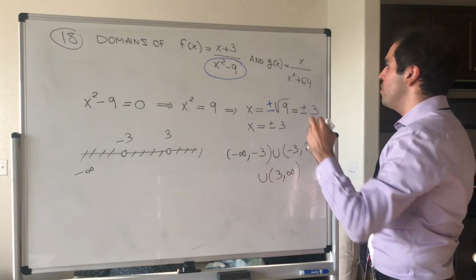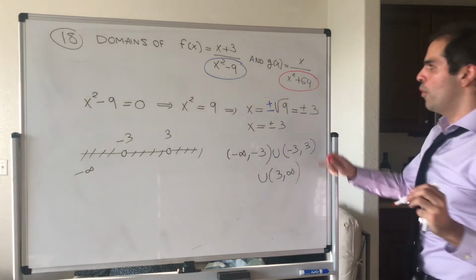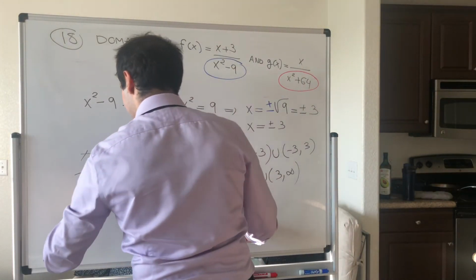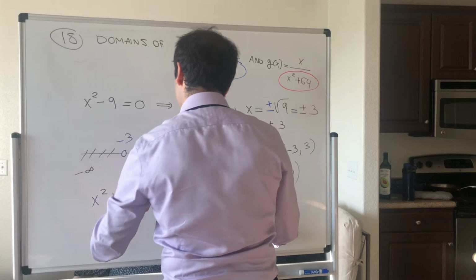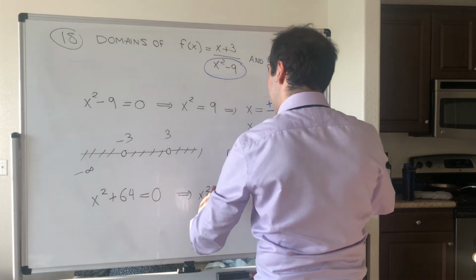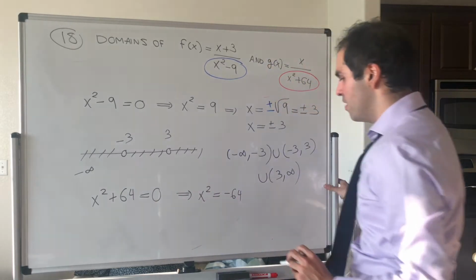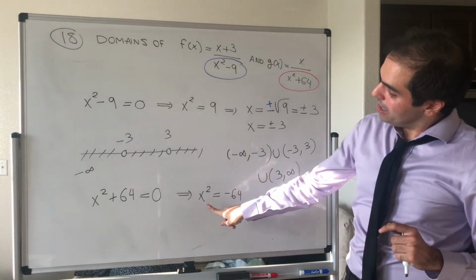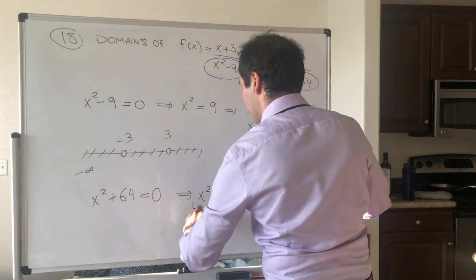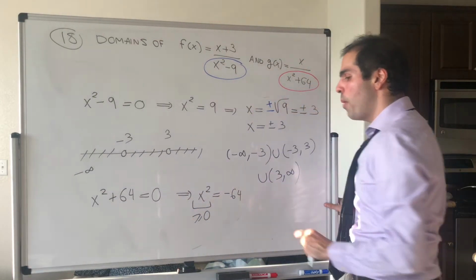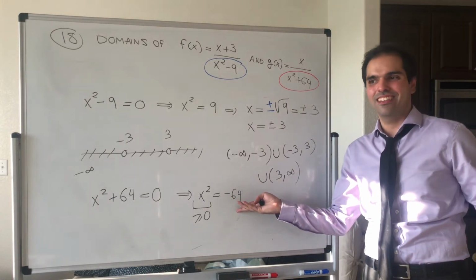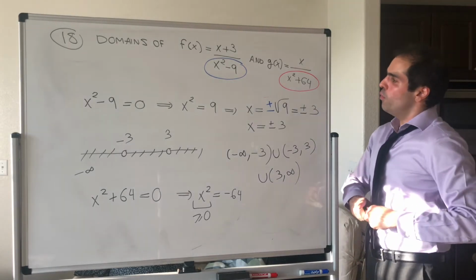And now let's look at the domain of the second function. Well, we want x squared plus 64 to be non-zero. So let's figure out when this is 0. So x squared plus 64 equals 0. That means x squared is minus 64, like Nintendo 64. But notice this can never happen, because x squared is greater or equal to 0. So how can a positive number be negative? So how can a positive number be minus 64? That doesn't work. So what does that tell you?